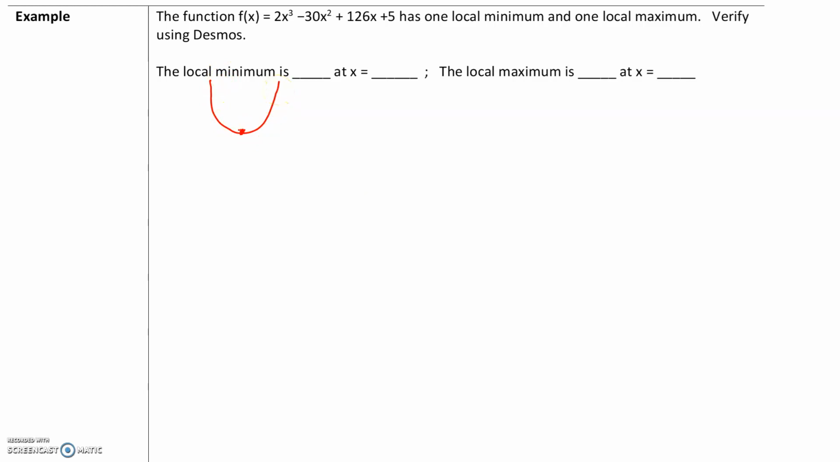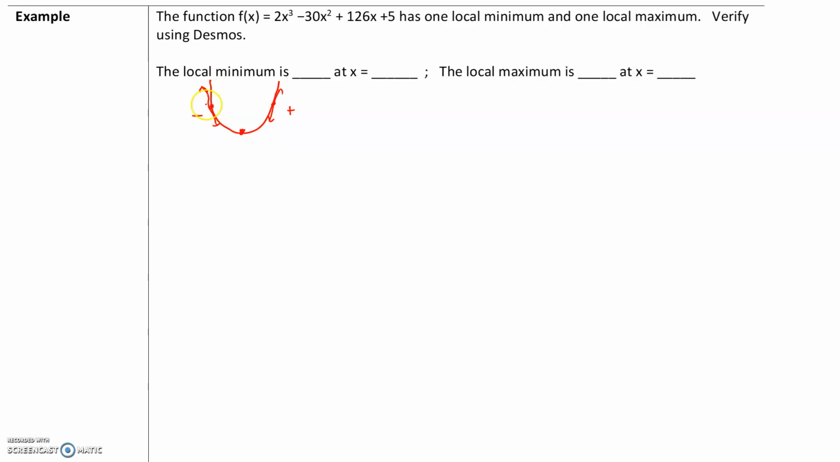So if you look at the slope of the tangent line at any point to the left, that slope is going to be negative. If you take a look at the slope of the tangent line on the right, that slope is going to be positive. So when the slope of the tangent line, or the first derivative, goes from being negative to positive, we have a local minimum. The function is decreasing.